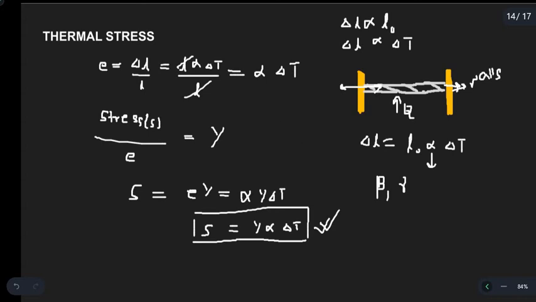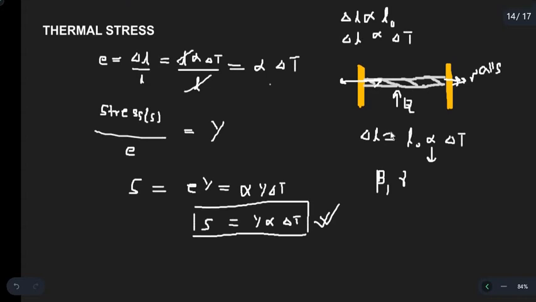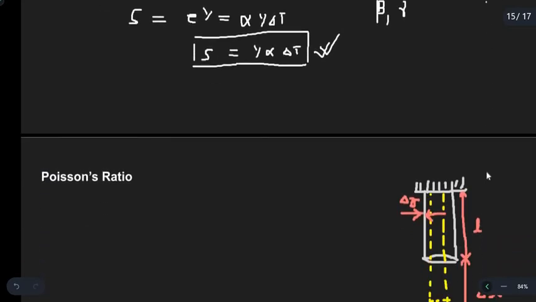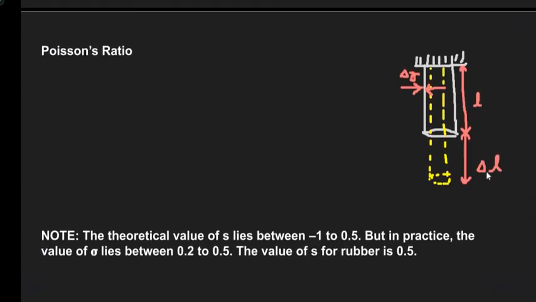Now we will move on to the next part. Let's move on to the next part actually. Wait a bit. Yeah. So we have got Poisson's ratio. This is again a part which is very important from your JEE perspective. It is not in your NCERT syllabus, as far as I remember, but it is very relevant for your JEE syllabus, both for JEE Mains and Advanced.